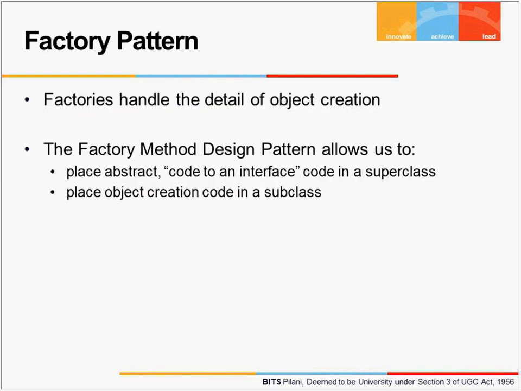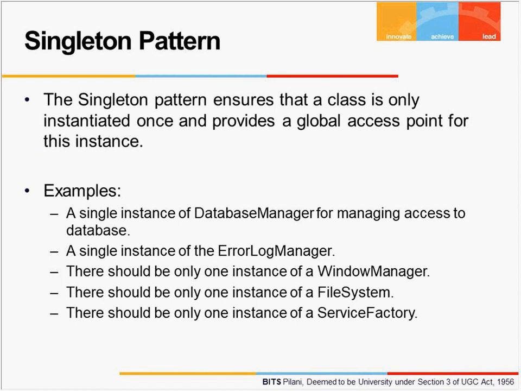Factory handles the details of the object creation. So this method allows us to place the abstract code or interface code into a superclass or an interface and place the object creation code in a subclass, right? So that was the factory pattern. Let's move ahead to the next one, which is the singleton pattern.